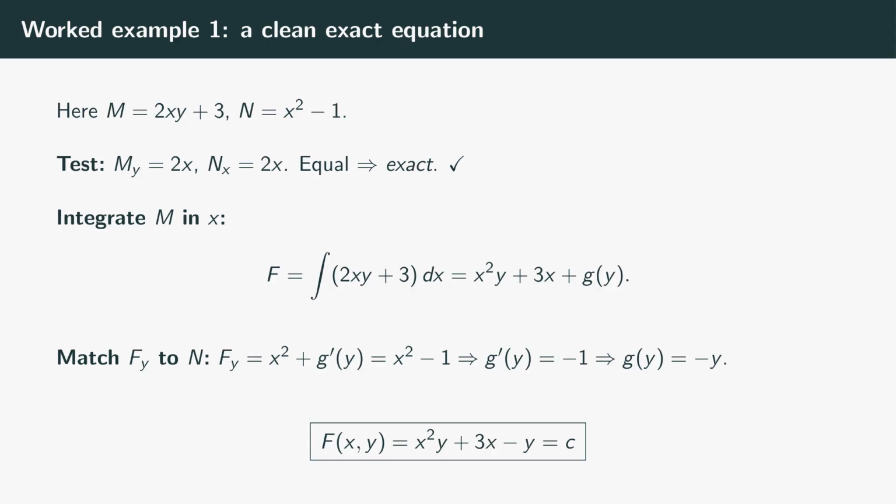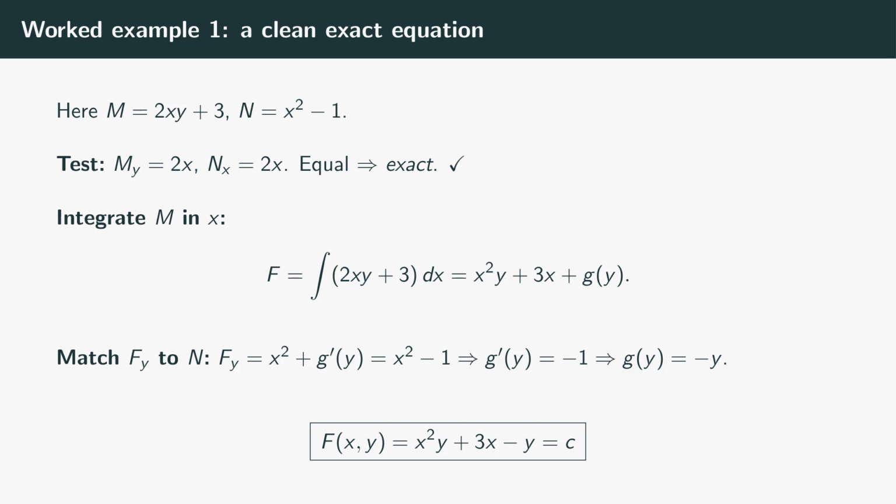Let us do a clean one. The equation is the quantity 2xy plus 3 times dx plus the quantity x squared minus 1 times dy equals 0. So m is 2xy plus 3 and n is x squared minus 1. First, the test. The partial of m with respect to y is 2x. The partial of n with respect to x is also 2x. They match, so the equation is exact.